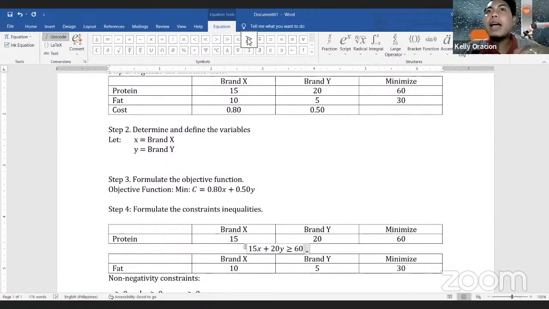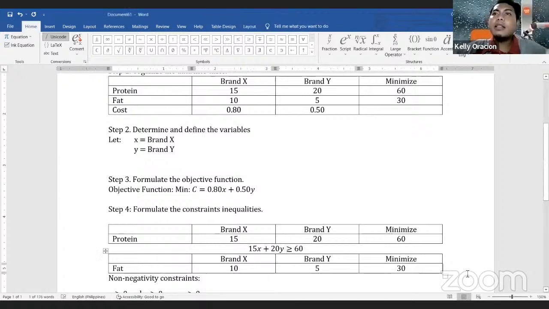Again, when minimizing, greater than or equal to; when maximizing, less than or equal to. Take note of that. We are minimizing this time, so the symbol that I used is greater than or equal to. Same here.